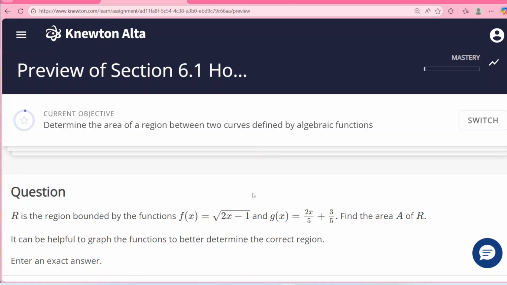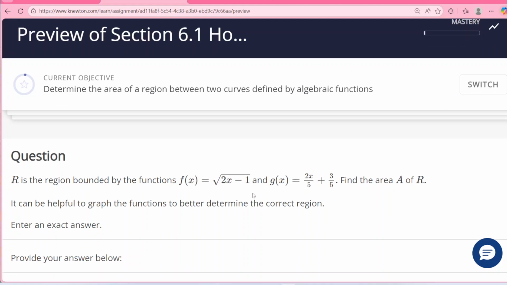All right, so this is more with algebraic functions once again. So again, I'll do the same where I'll try my best to draw the region. We can look at it in Desmos. And another one where they didn't give us an interval. All right, they didn't say find the area bounded by these two functions over a specific interval. So I have to figure out where they meet.